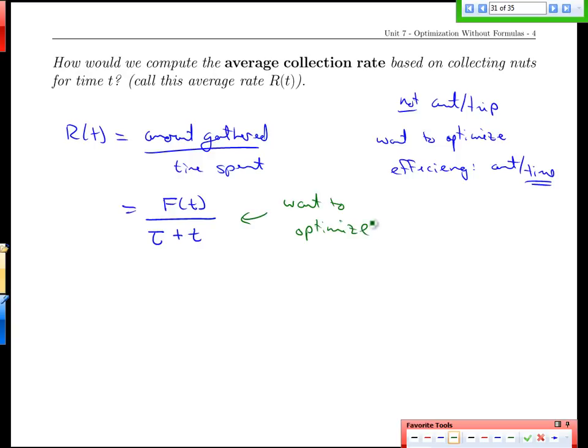So this is what we want to optimize. And then we can start seeing the trade-offs we mentioned in the graph. If I'm willing to spend more time, I will definitely get more food, but I'm going to be dividing by that extra time when I look at how it affects my efficiency. And so there will be a trade-off between more food for more time, and it's shown in this ratio here.